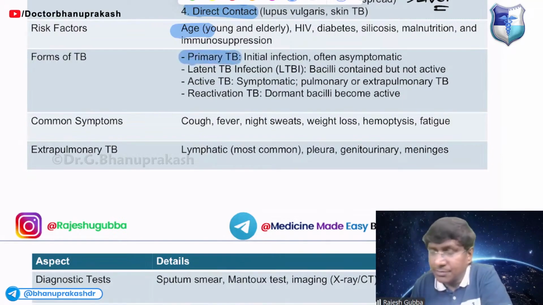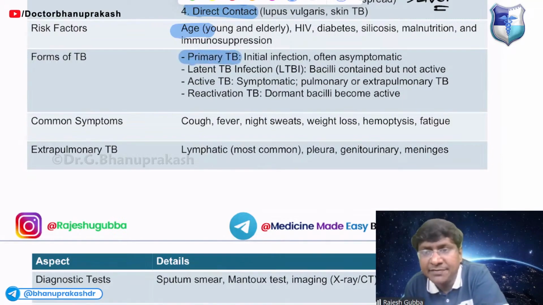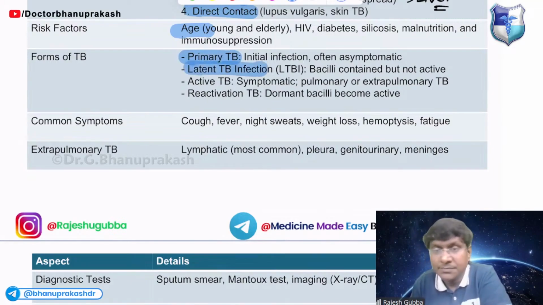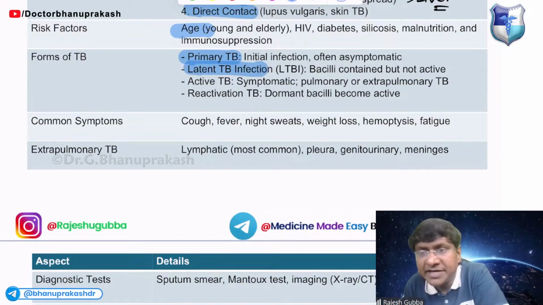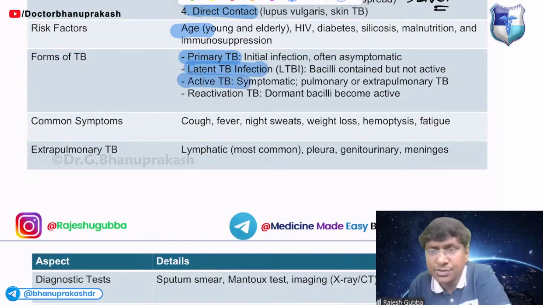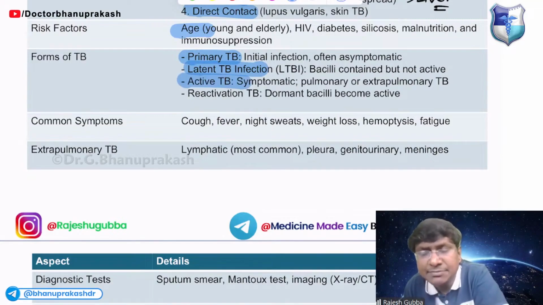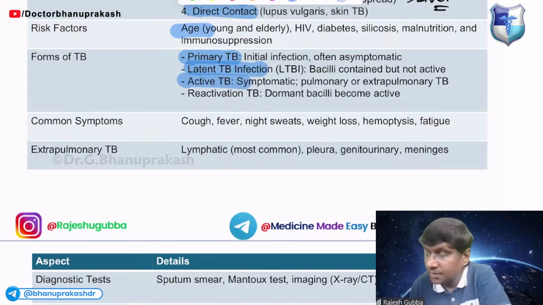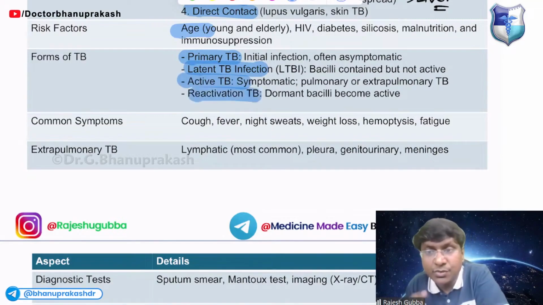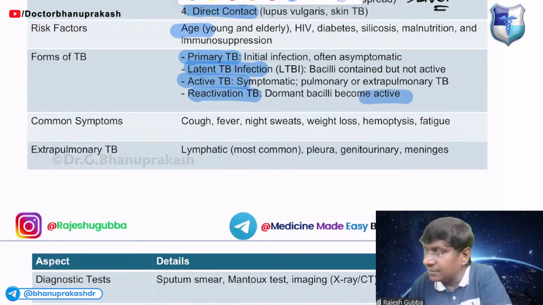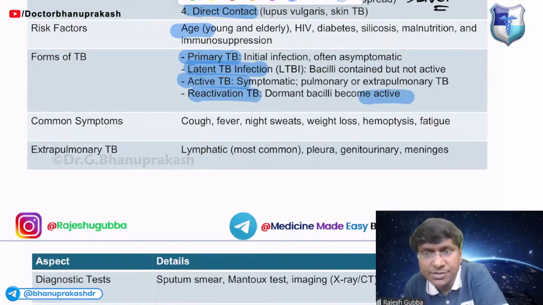Then what are the forms of tuberculosis? Primary tuberculosis, where you will have initial infection, and often these are asymptomatic. Then latent tuberculosis infection, where the bacilli are not at all active. Active tuberculosis, where the individual will have symptomatic pulmonary tuberculosis. Reactivation tuberculosis, where the dormant bacilli will become active. Right? So these are the forms of tuberculosis.